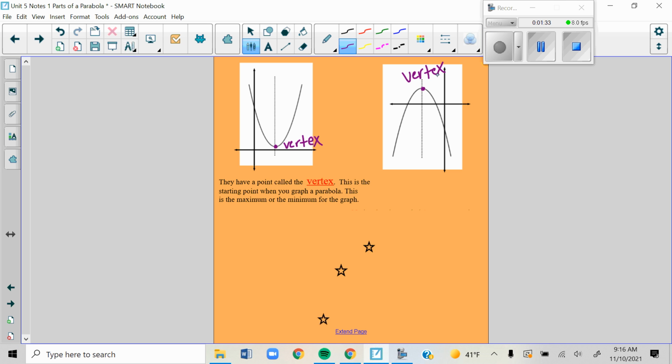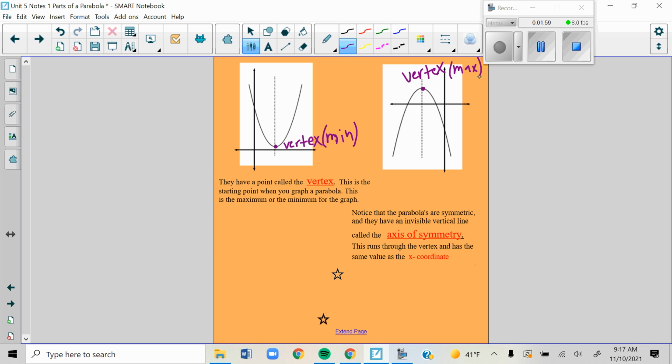And so when your graph opens up, your vertex is a minimum. Oops, I almost wrote maximum. This is the minimum. This is your lowest point on the graph. If your graph is going to open down, your vertex is your maximum. This is the highest point in your graph.